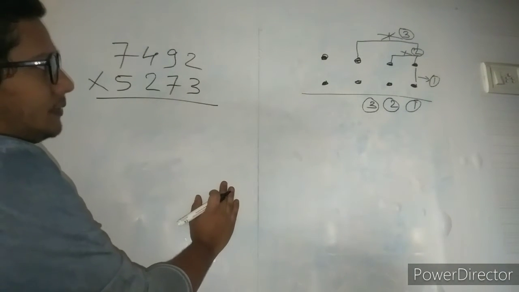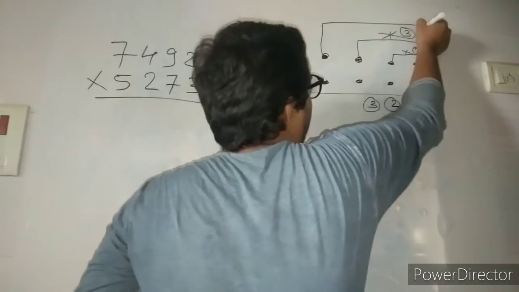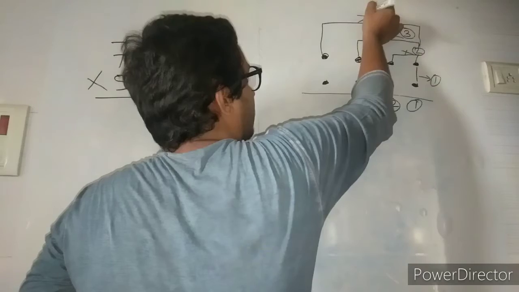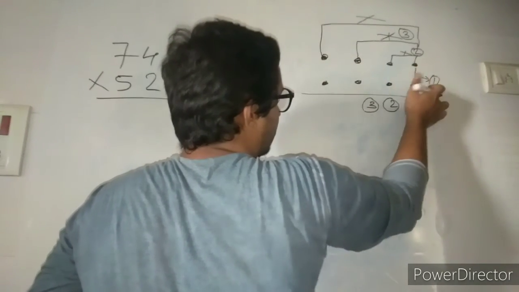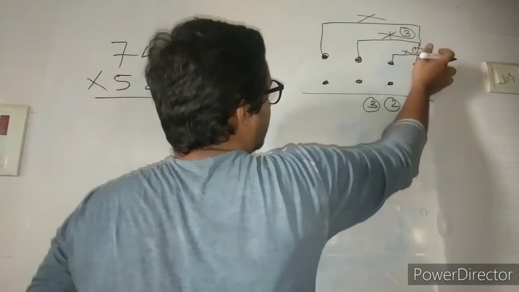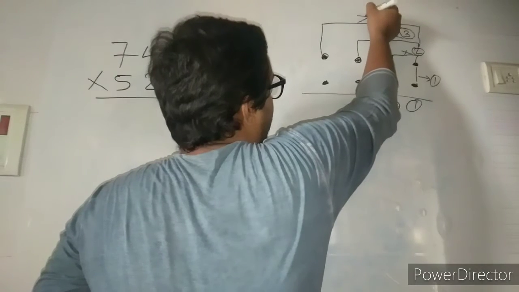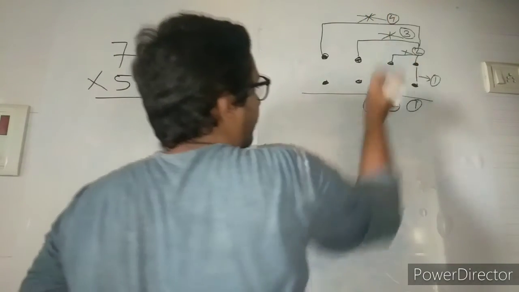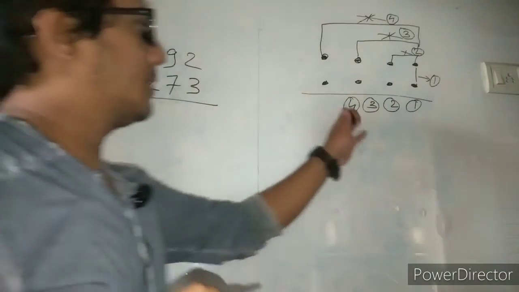Fourth step, with all these 8 numbers, cross multiplication. First this number to this number, and this number to this number, and then small cross multiplication, and then addition. This is your fourth step. So here 4 steps complete.